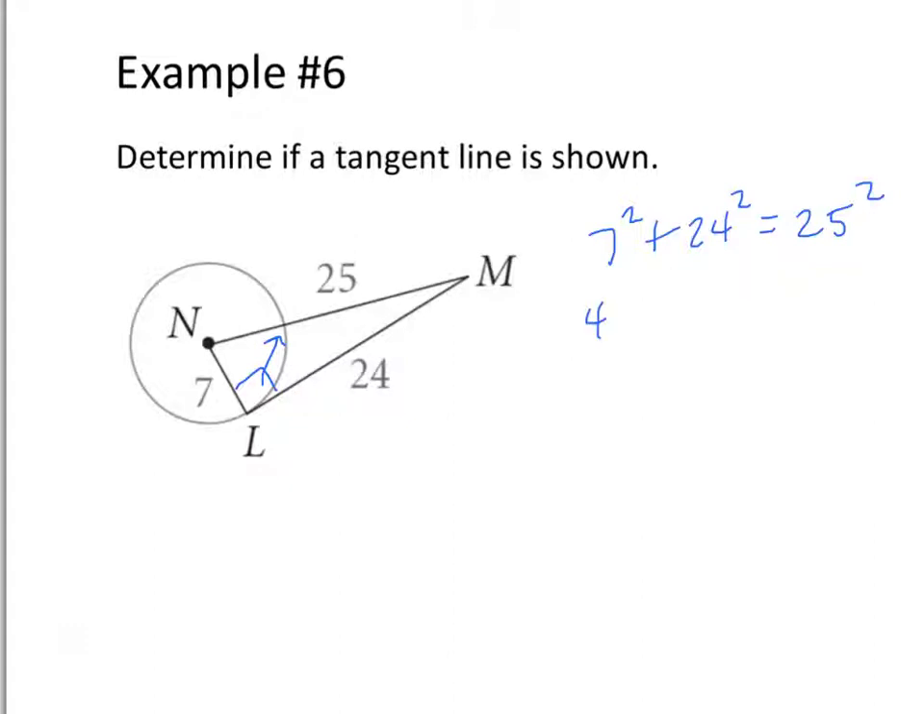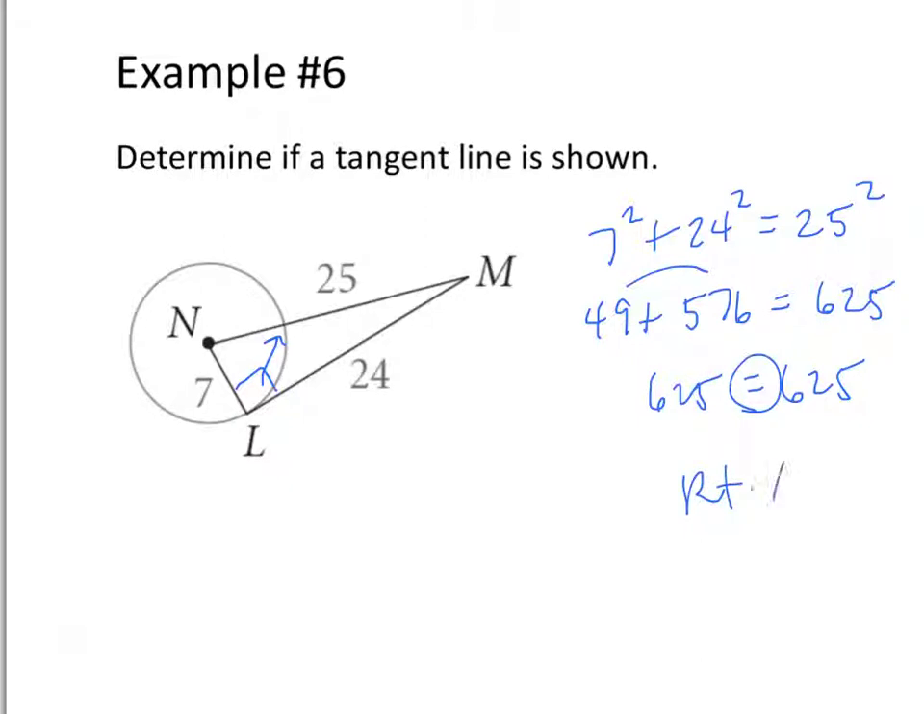So 7 squared is 49. 24 squared is 576. Sorry. 25 squared is 625. Now when I add these two together, I get 625. So because they're both equal, then I have a right triangle. Because I have a right triangle, then I have a right angle at the radius. So yes, LM is tangent.